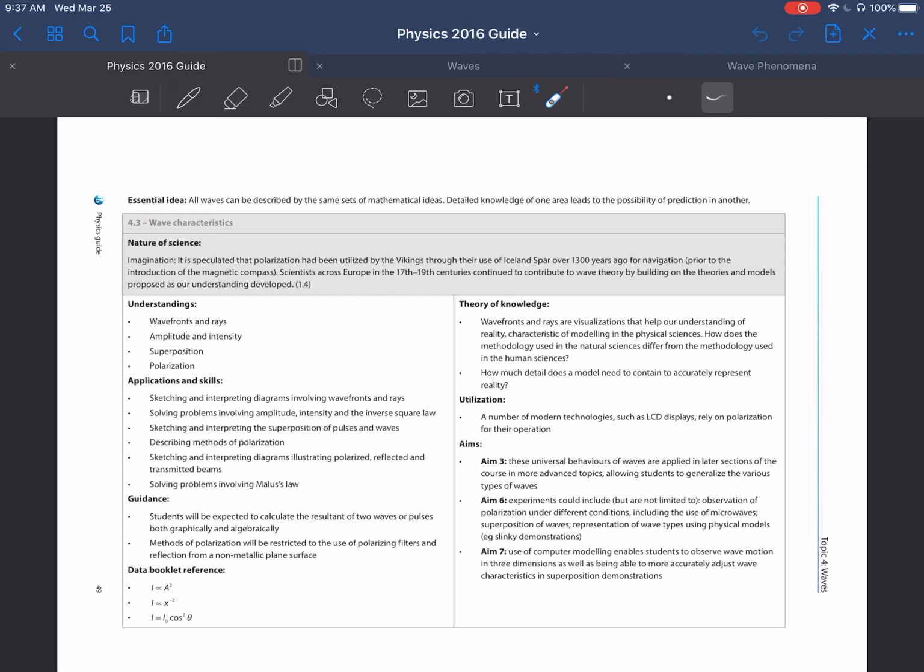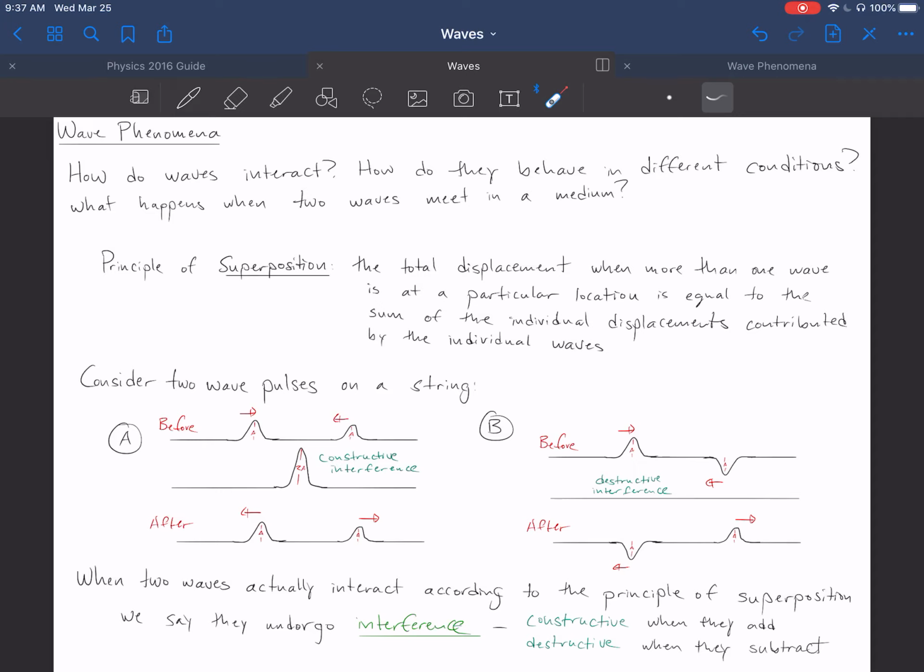So our central question is about how multiple waves interact. We've studied the properties of individual waves and wave pulses. So how do they behave in different conditions? In particular, what happens when two waves meet in a medium?